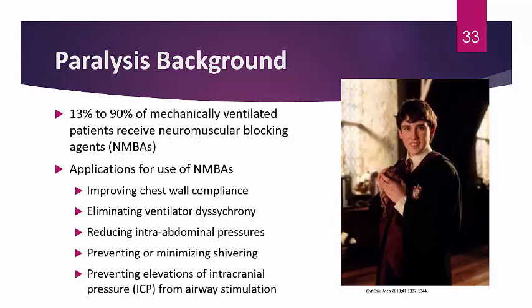And whenever we try to lower their body temperature, they may shiver. But remember, we're trying to lower their body temperature as a benefit to their neuro function. So paralysis may be given to potentially minimize this shivering that occurs. And it may also help to prevent elevations of intracranial pressure from airway stimulation, which we'll talk more about whenever we actually discuss traumatic brain injury.